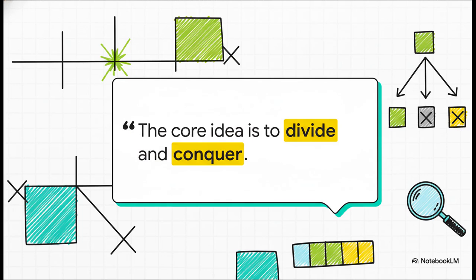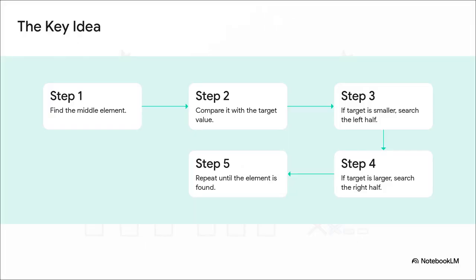And this quote? It just nails the strategy. Instead of checking items one by one, you divide the problem and you conquer it piece by piece. You're not just getting rid of one wrong answer at a time, you're eliminating half of all the possibilities in a single step.